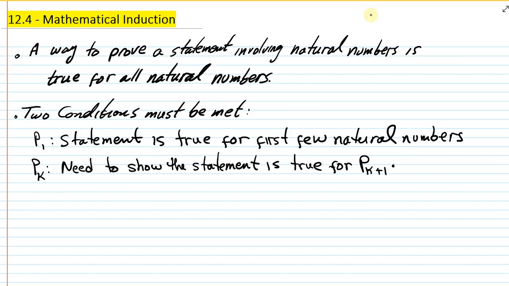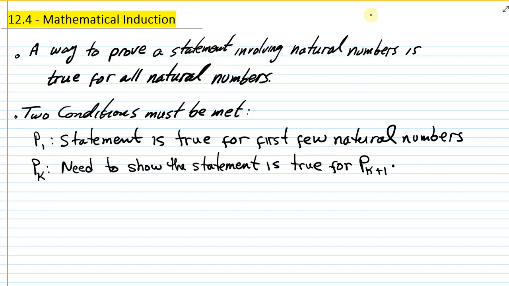Two conditions must be met when we do this. And P here references the statement, by the way, that we're going to make. P sub 1 means the first condition is to show that the statement is true for the first few natural numbers. Some folks try it for the first number. Let's say the statement requires the natural number to start with 4 to be true, then you try 4, 5, 6. Make sure things get started and go in the right direction. Usually we look at the statements for all natural numbers as starting at n equal 1.